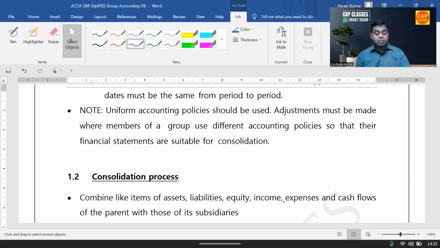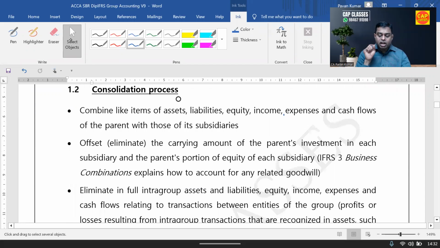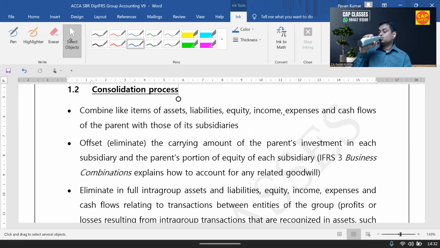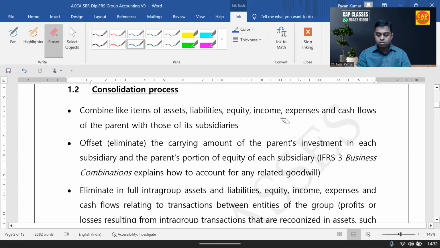Okay, so the next para says consolidation process. Put a star mark, very important. So this is an important area. Can you read these bullet points, please? Consolidation process. Combine like items of assets, liabilities, equity, income, expenses, and cash flows of the parent with those of its subsidiaries. Very good. Continue.